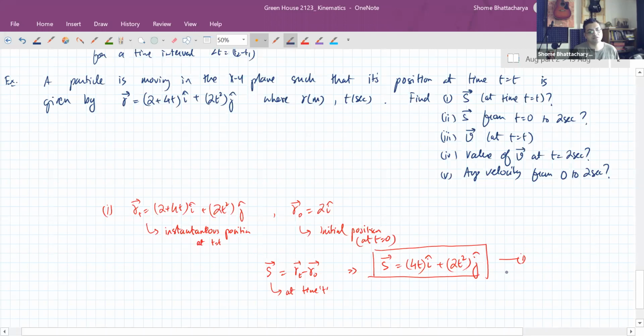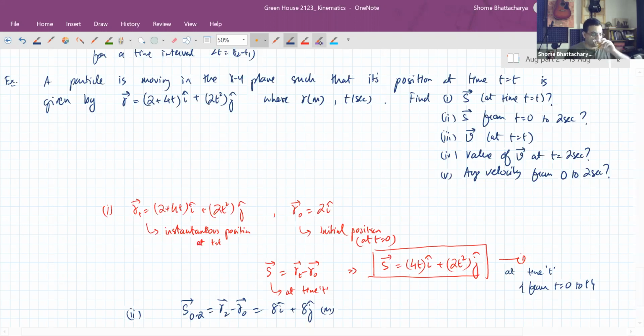So therefore now you can see this is at time t. So it means basically from t equal to 0 to t. So for the second part, you have to just substitute 0 to 2 seconds. So that is position at 2 minus position at 0. So in this you just substitute the value of t as 2. You can see it becomes 8 i cap plus again 8 j cap. Okay. So that is the displacement from 0 to 2. Very good. So Rishi, Hitesh, answers are correct. So this was about the displacement part.